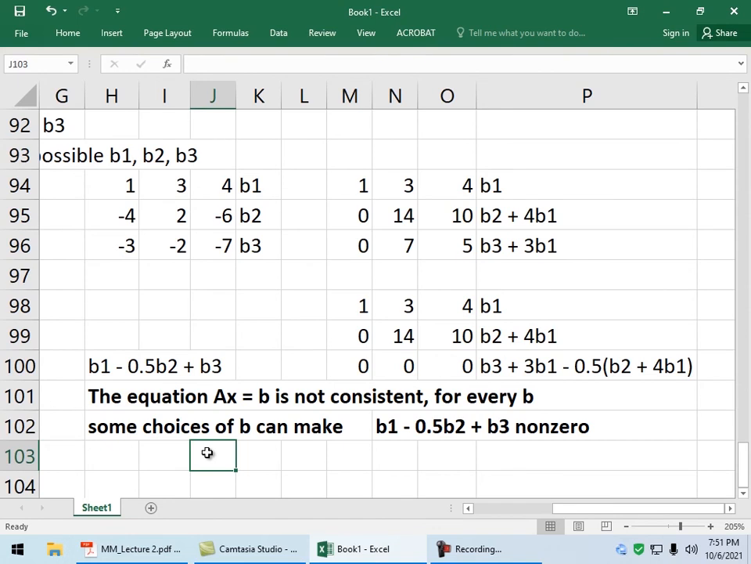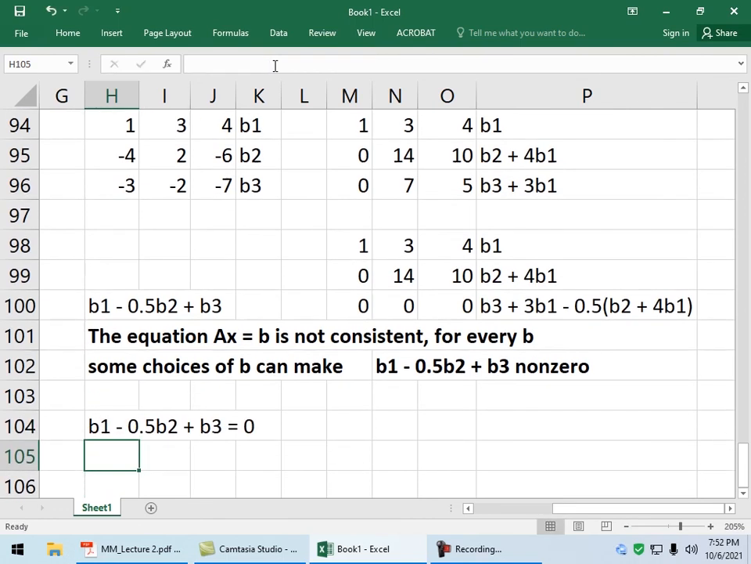When will the system be consistent? Only if this value b1 minus 0.5 b2 plus b3 equals 0. If we produce this equation and equalize it to 0, what can we see in a geometric interpretation? What can we see?